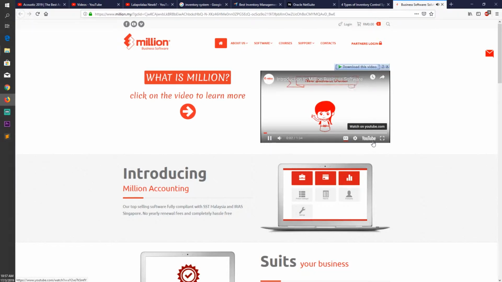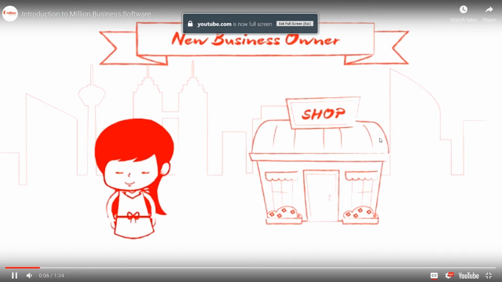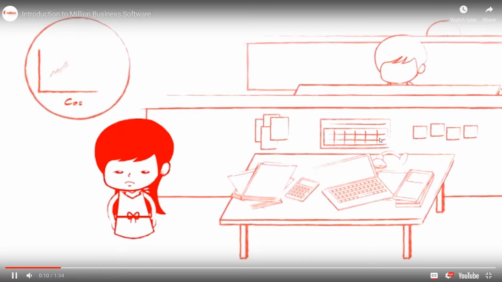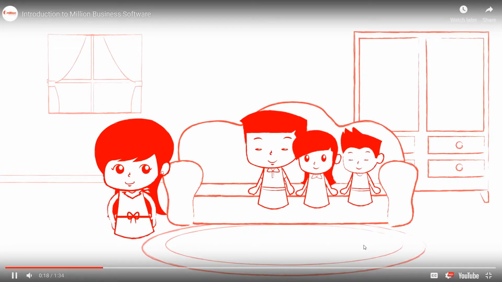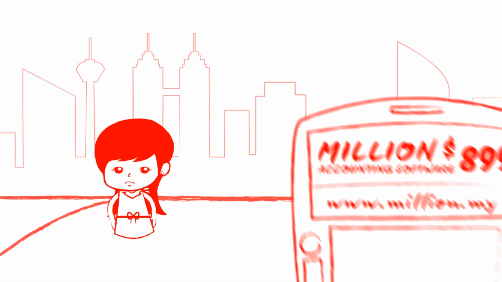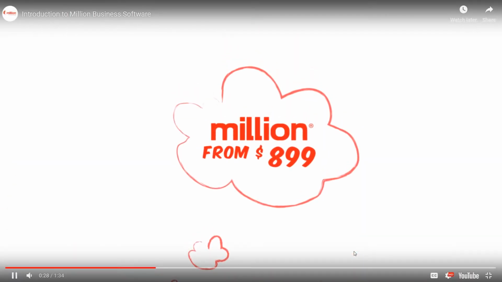Meet Alice. She is a new business owner. And like all new business owners, Alice faces challenges in her daily operations. With the rising cost of running a business, Alice wants an efficient and cost-effective system so that she can spend more time with her family while keeping her business optimized. Introducing Million Accounting, the business software specially designed and developed for business owners like Alice.